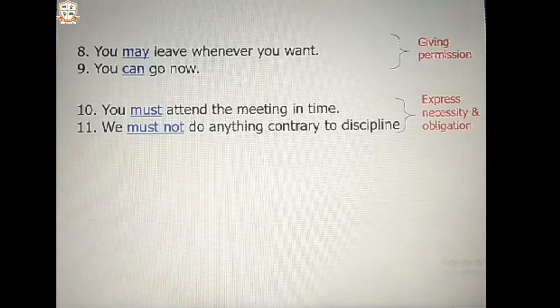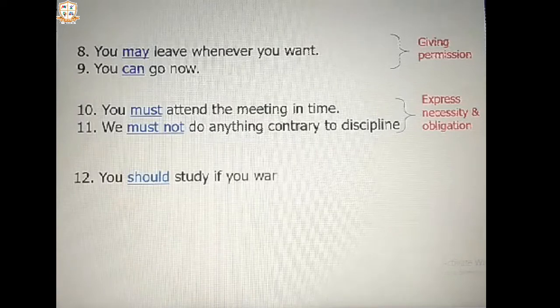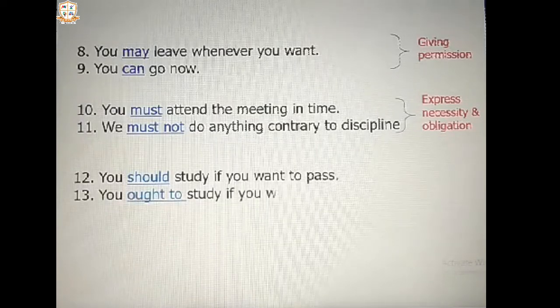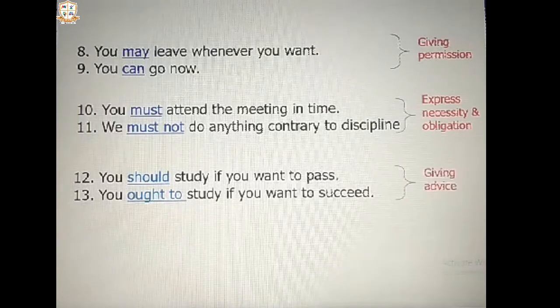Number 12, you should study if you want to pass. You ought to study if you want to succeed. Here, should and ought to are used to give advice. Though both of them have similar meaning, should is a bit casual and ought to is stronger and more formal in expression.